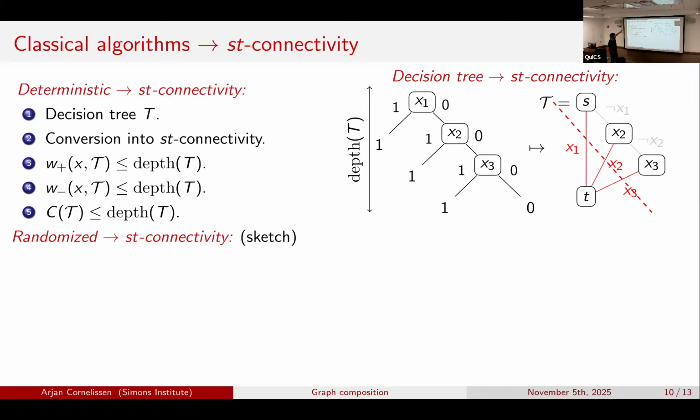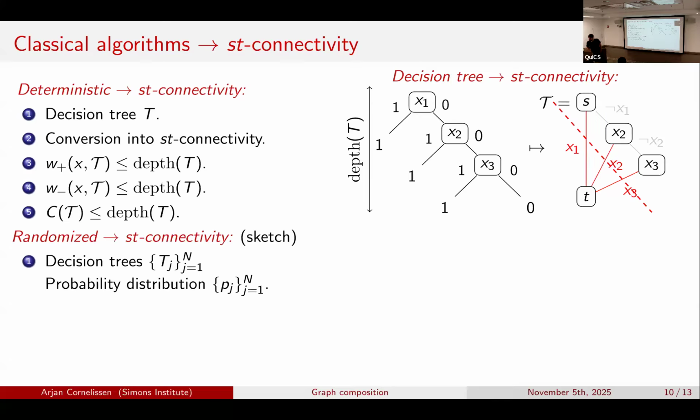But then the question is, okay, we know how this works for deterministic algorithms. Can we also do it for randomized algorithms? And for the longest time, I had no idea what to do, but actually like 2 or 3 weeks ago, I figured out how this works. So what you do is the following. What is a randomized algorithm? Well, a randomized algorithm is just a bunch of decision trees with an associated probability distribution. So you're going to take one of the decision trees at random and then evaluate it.